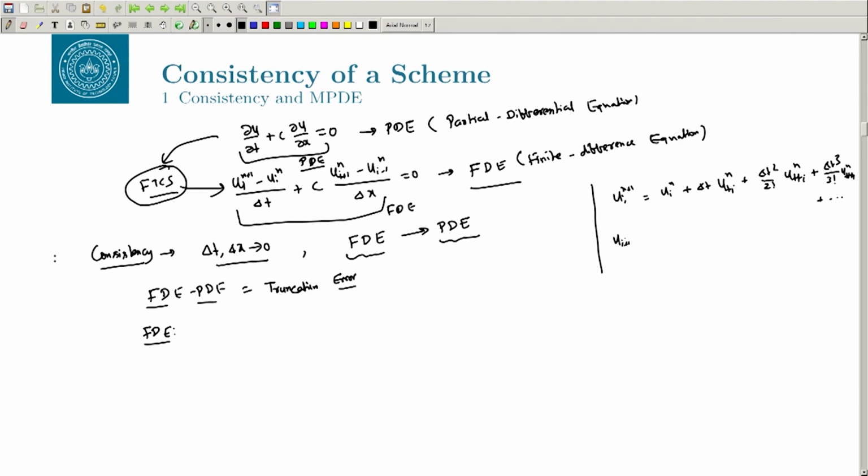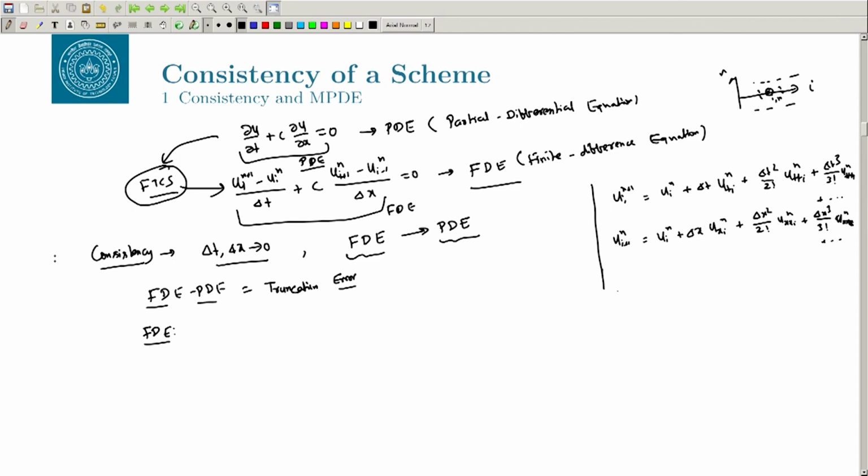And similarly U_(i+1)^n will be expanded as follows. So, this is your i and this is your n, right. Okay. So, you may have points above, points below, left and right, but we are expanding all of them with respect to i and n, right. So, this is basically U_i^n plus delta x U_x at (i,n) plus delta x square by factorial 2 U_xx at (i,n) plus delta x cube by factorial 3 U_xxx at (i,n).